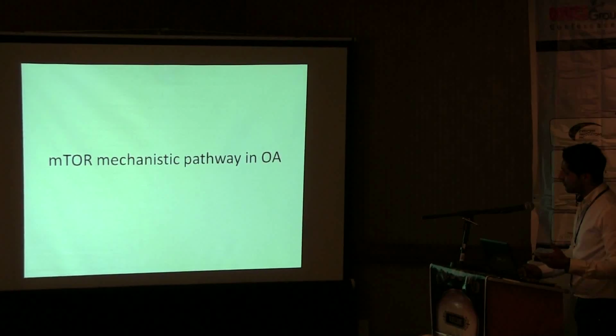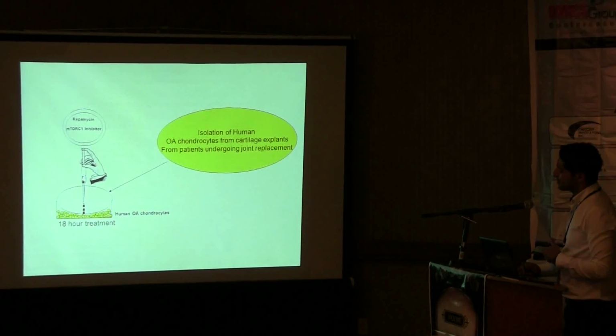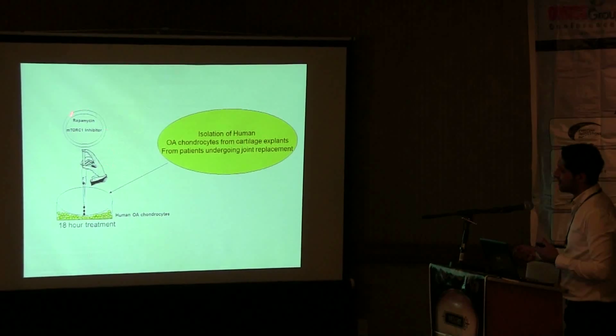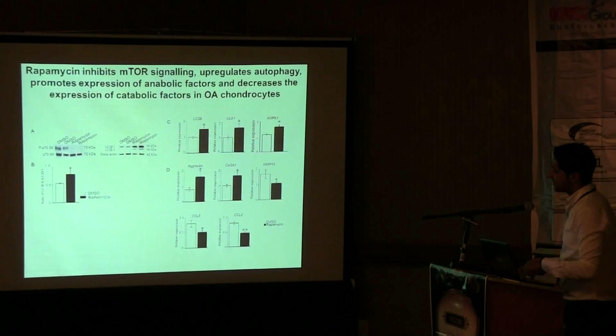So we wanted to explore further what is the actual mechanism of the mTOR pathway in osteoarthritis. And of course, the first thing we wanted to test was rapamycin, which is a pharmacological inhibitor of mTOR complex 1. So we took human OA chondrocytes and we treated these chondrocytes with rapamycin, and we wanted to see if rapamycin is able to reverse the phenotype of human OA chondrocytes.